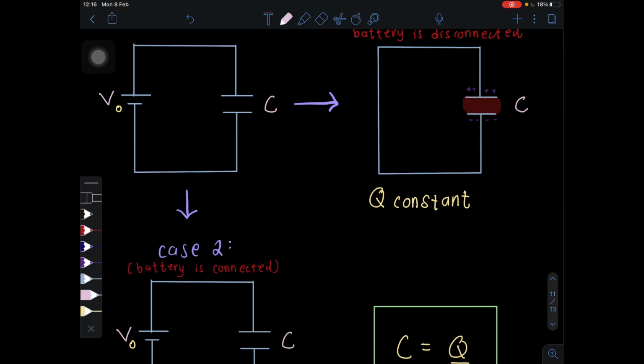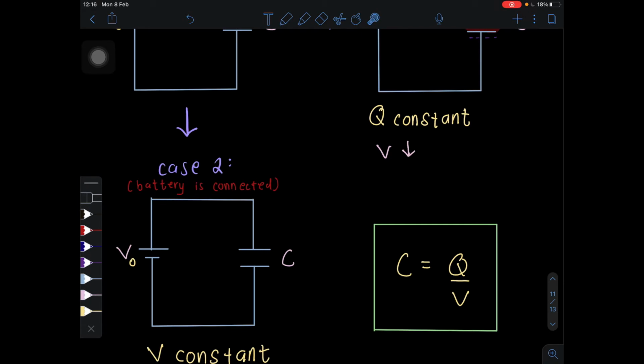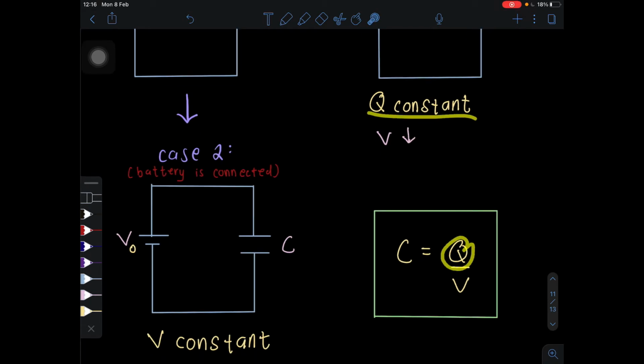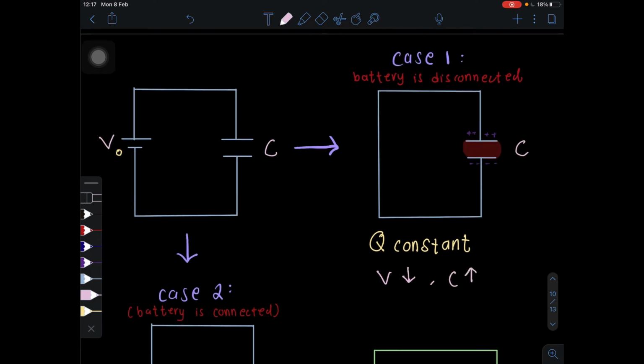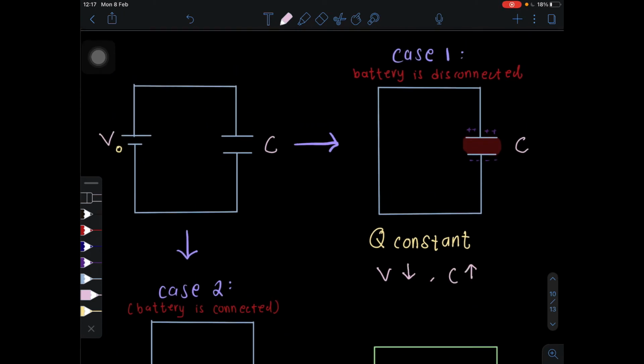So voltage will be reduced since Q adalah constant. Q constant kan? So this one constant. So when voltage dia reduce, what happen to capacitance? Dia akan increase. So voltage reduce, capacitance akan increase. This one is for the first case. Okay, first case ni adalah kita charge dulu capacitor. Lepas sudah habis charge, disconnect this battery, and then letak dielectric.